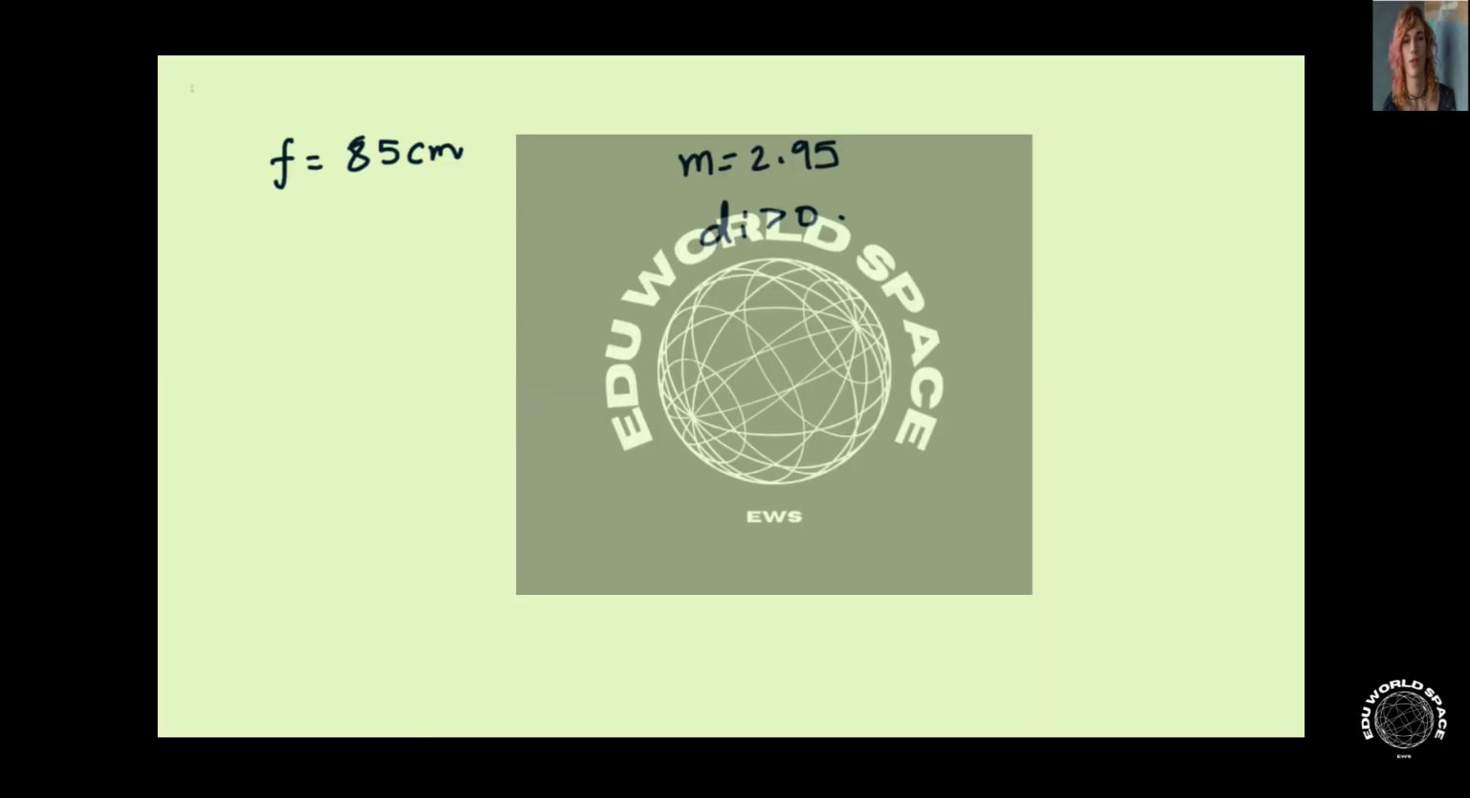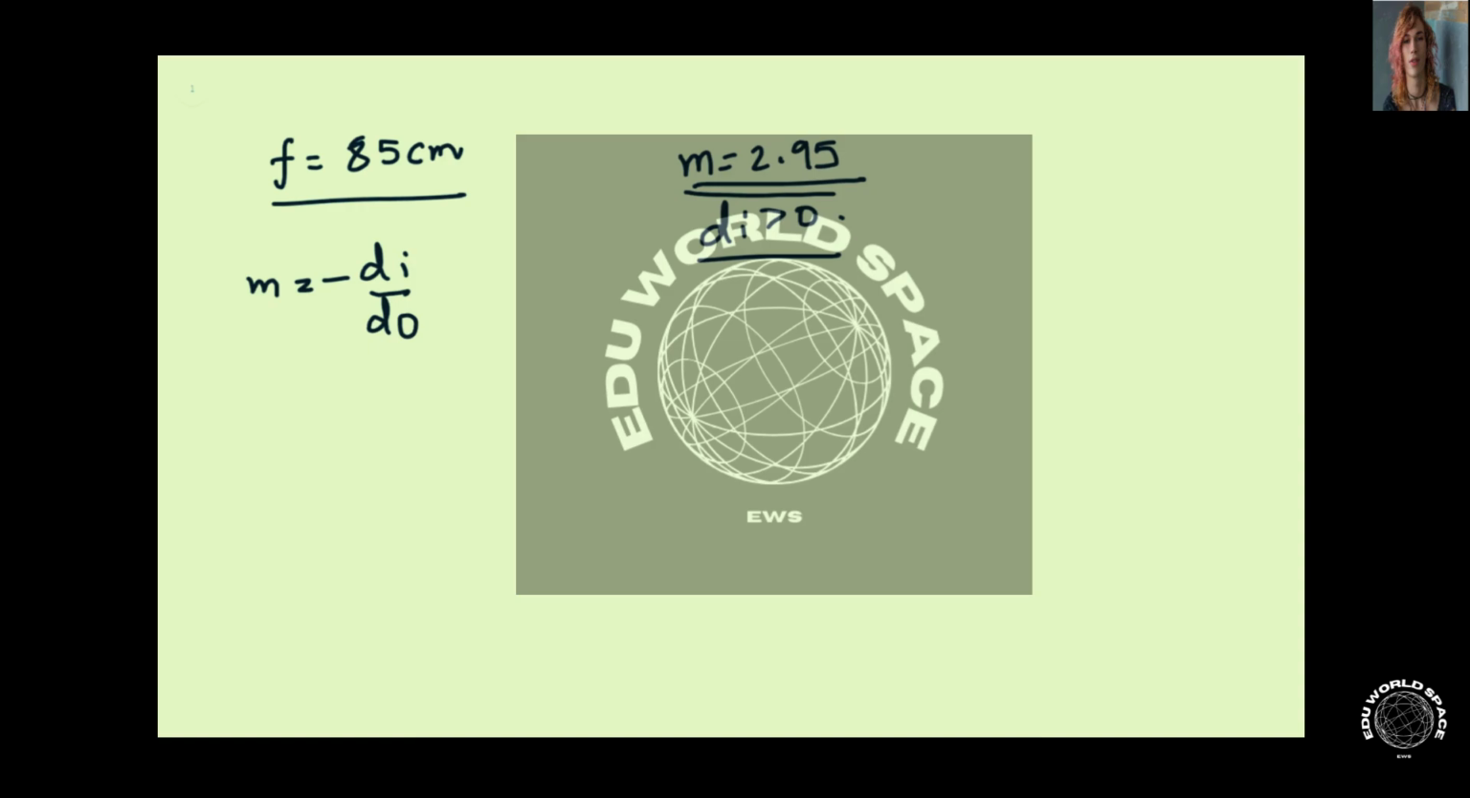So we have a converging lens of focal length 85 centimeters, and we know that the image is 2.95 times the size of the object, which means the magnification is 2.95. It could be positive or negative. Let's think about that later. But the image is real, which means the image distance is also positive. So now we know that magnification is minus di by dO.